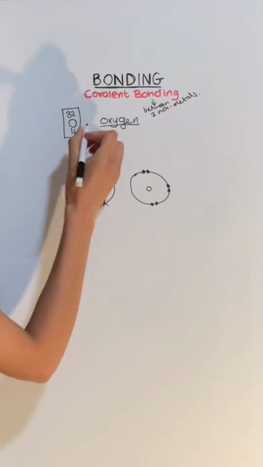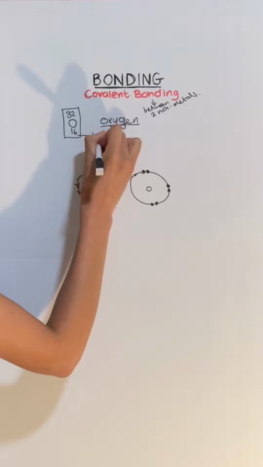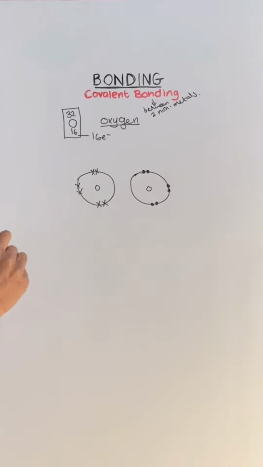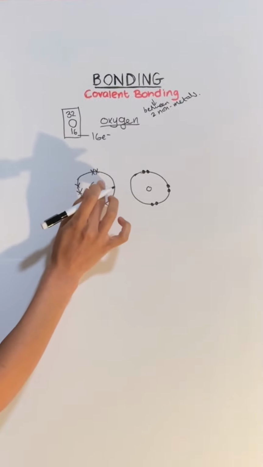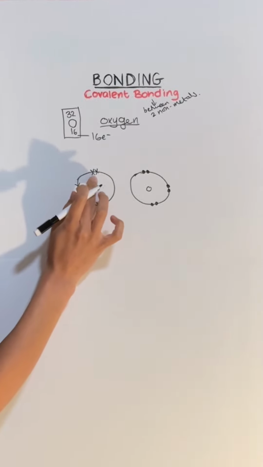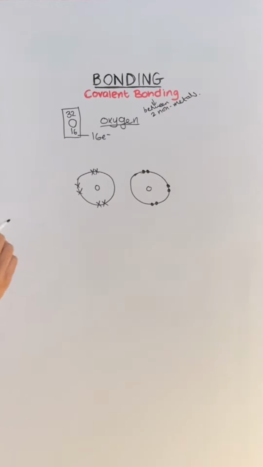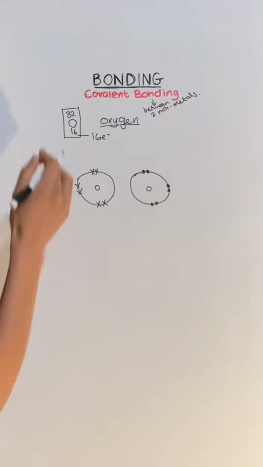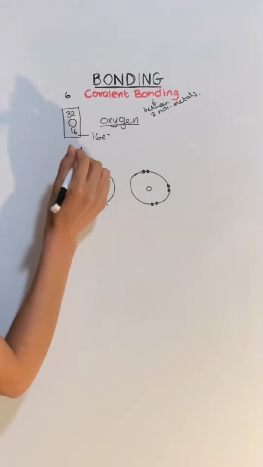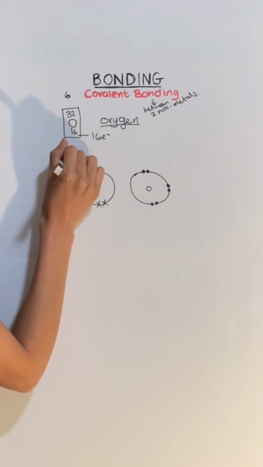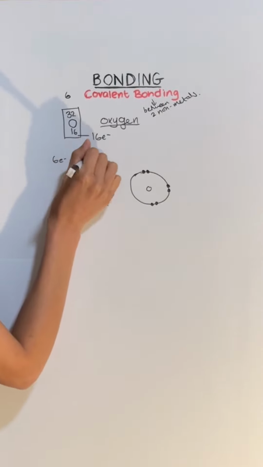So oxygen's atomic number is 16. That means it has 16 electrons. But I'm going to omit out the inner shells here. I don't really want to draw them just because it's going to get really messy. And for us right now, only the outer shell electrons are relevant. And remember, oxygen is in group 6. That means it has 6 electrons in its outer shell. So 6 electrons in the outer shell.